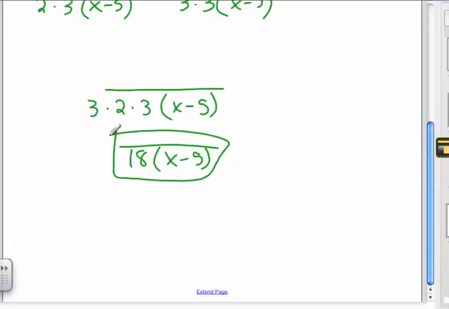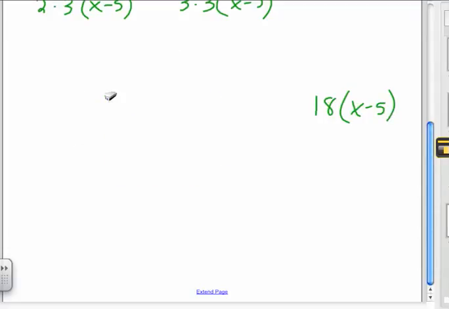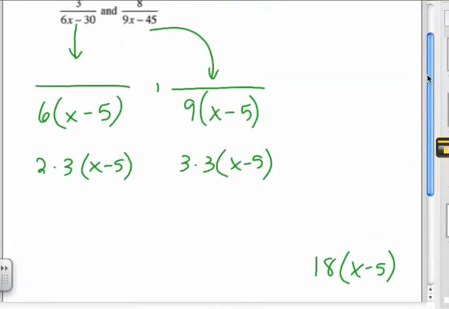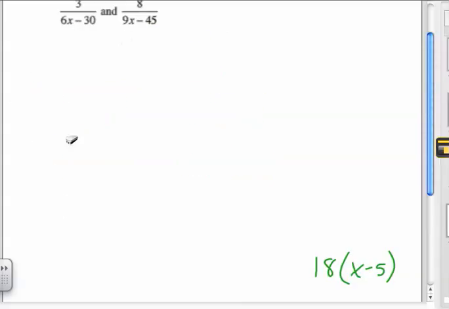Now, would you guys like to go ahead and change the numerators just to feel good about it? Just to see where this is going? All right, good. I'm going to. So now, 18 times x minus 5. That's the common denominator, right? Okay. So I'm going to get rid of this, give ourselves a little bit of room. I'm going to go back up. Okay. So 18 times x minus 5.